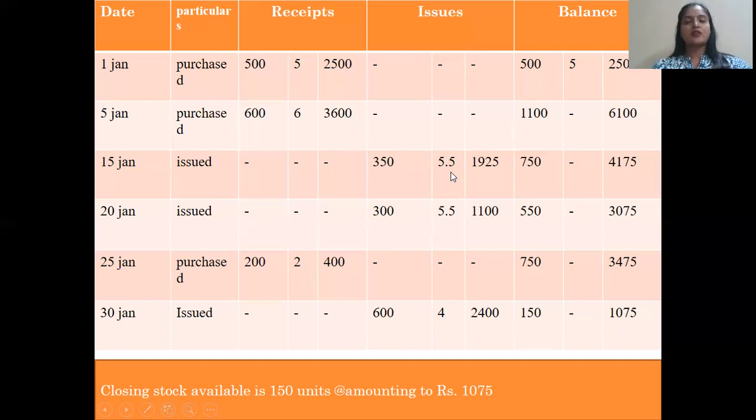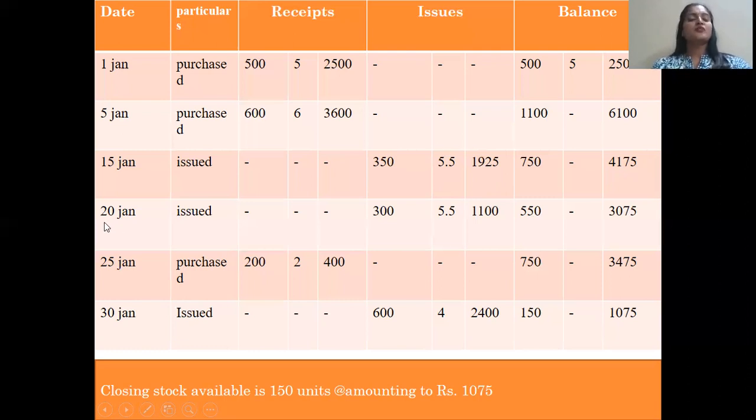In earlier slides I have shown you clearly how to make the working note. Okay, so 350 into 5.5, you are going to get 1925. So 1100 minus 350, you are going to get 750. 6100 minus 1925, you are going to get 4175. This is the balance.